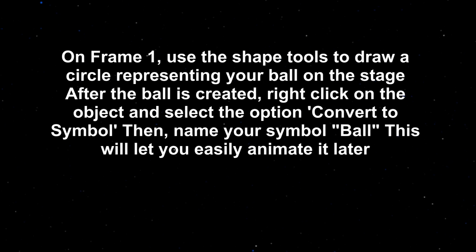On frame 1, use the shape tools to draw a circle representing your ball on the stage. After the ball is created, right-click on the object and select the option Convert to Symbol. Then, name your symbol ball. This will let you easily animate it later.